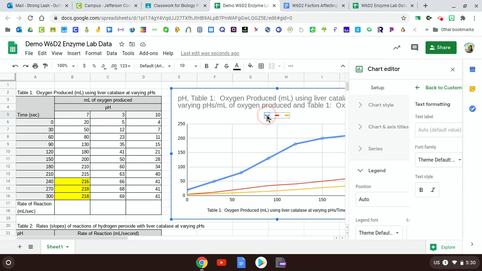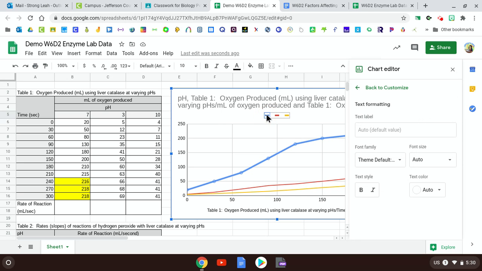We should probably fix that in our legend. So we're going to go pH. Oh, remember, it's little p, big H, 7. Alrighty then. Now that we fixed that one, let's look at the red line.